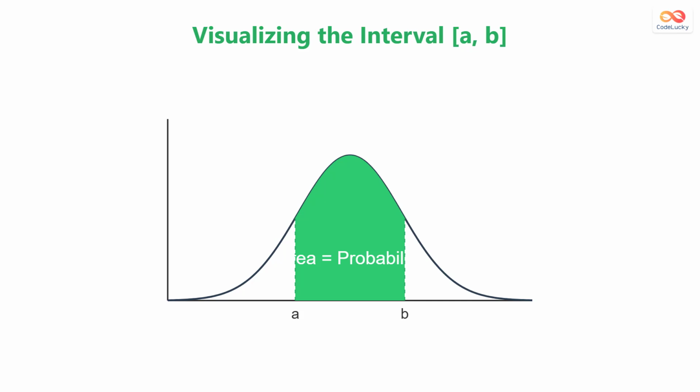Let's visualize this on a graph. The values a and b are points on the horizontal axis. The probability we want to find is exactly the shaded region bounded by the vertical lines at a and b, the x-axis at the bottom, and the curve f of x at the top. This green area is what our integral calculates.